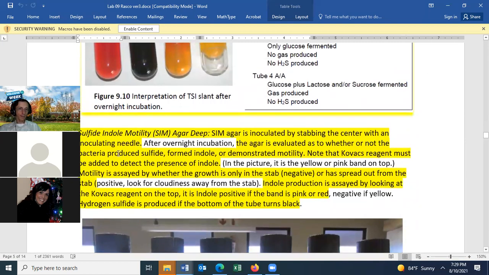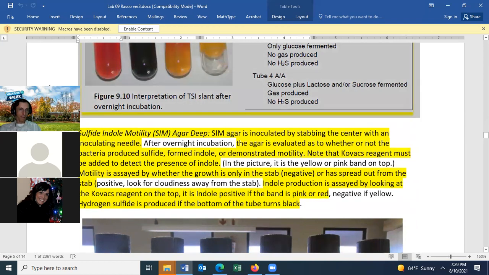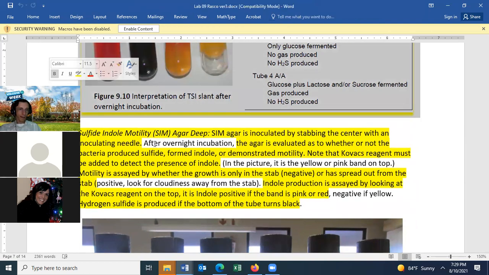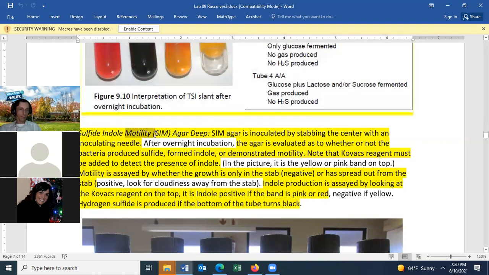All right, let's move on to the sulfide indole motility test, and I usually call that the SIM test. This is a media that is running 3 tests at one time, and you're looking for the production of hydrogen sulfide, which is why it's called sulfide indole motility, looking for the production of indole, and then you're looking for the motility of the bacteria in the SIM tube. You add Kovacs reagent once again to determine whether indole is produced. So remember to add Kovacs reagent to look for the production of indole in a SIM test.